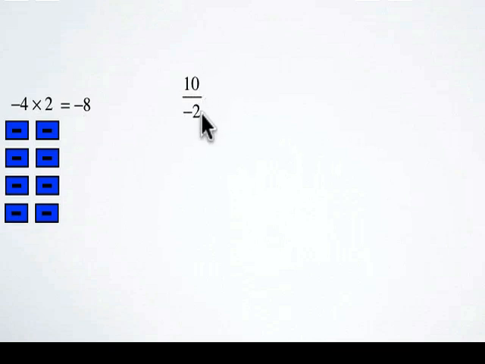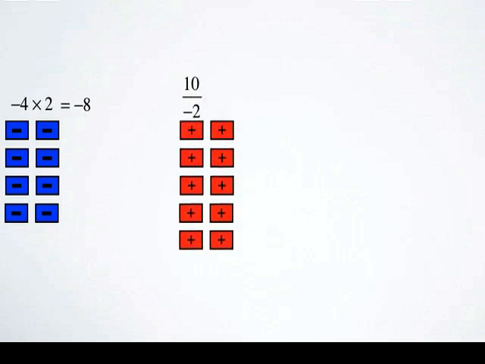Negative 10 divided into groups of negative 2. So the first thing I'm going to do is take the 10 and divide it into groups of 2. 1, 2, 3, 4, 5. But because of the negative 2 here, that means the opposite. So all of my red tiles have to become blue. And how many is in each group? Negative 5.